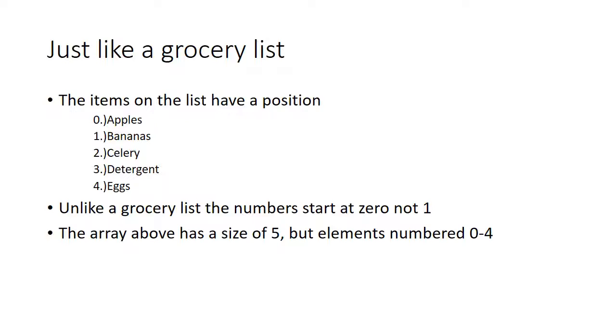The items on our list will have a position, just like a grocery list might have a position. In this case, we have 5 items. We have 5 positions. But unlike a grocery list, the numbers don't start at 1. They start at 0. So an array that has 5 items has elements numbered from 0 to 4.